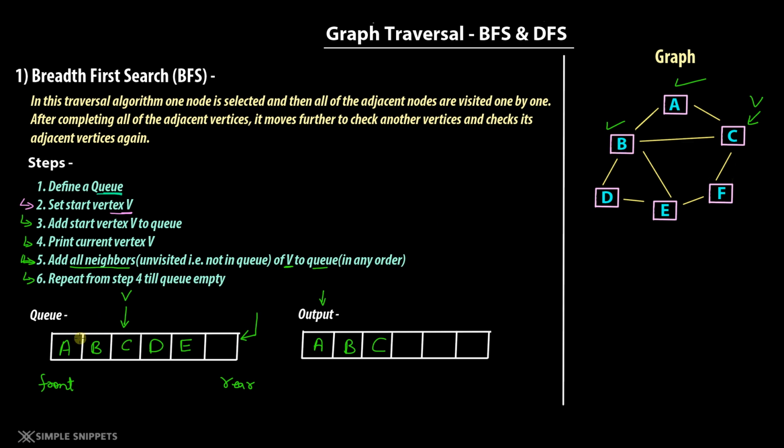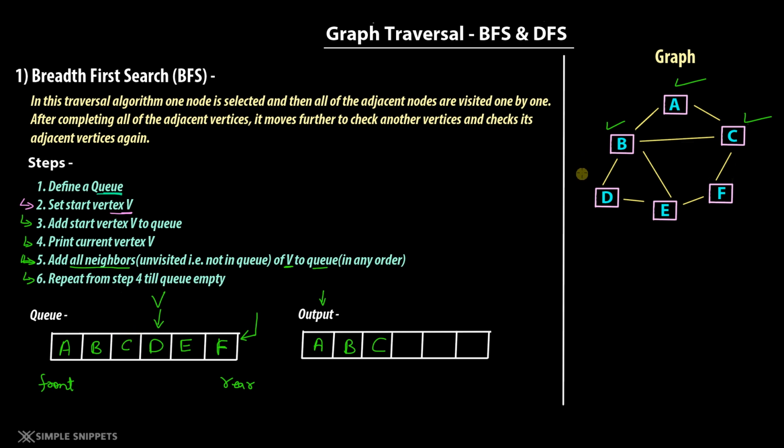But B and A have already been printed and they are already there in the queue. So you don't have to add that. Who is left? F is left. So we'll add F. Once that is done, and since C is already printed, we will move forward. Now the current vertex V is going to be pointing to D. So C is also done. We've traversed C and added all its neighbors into the queue.